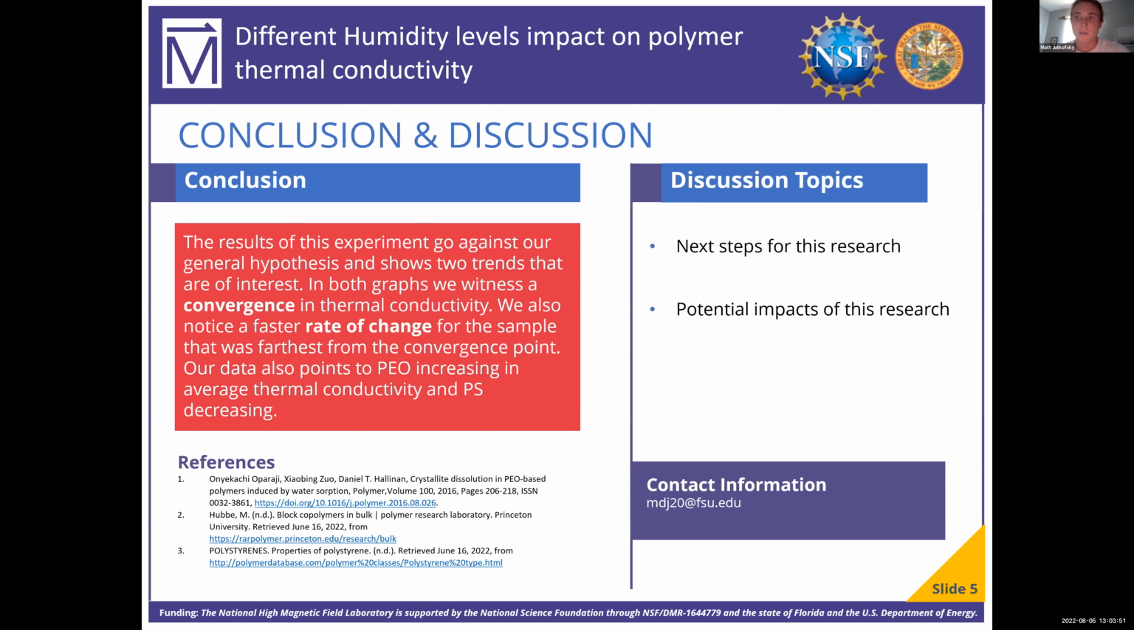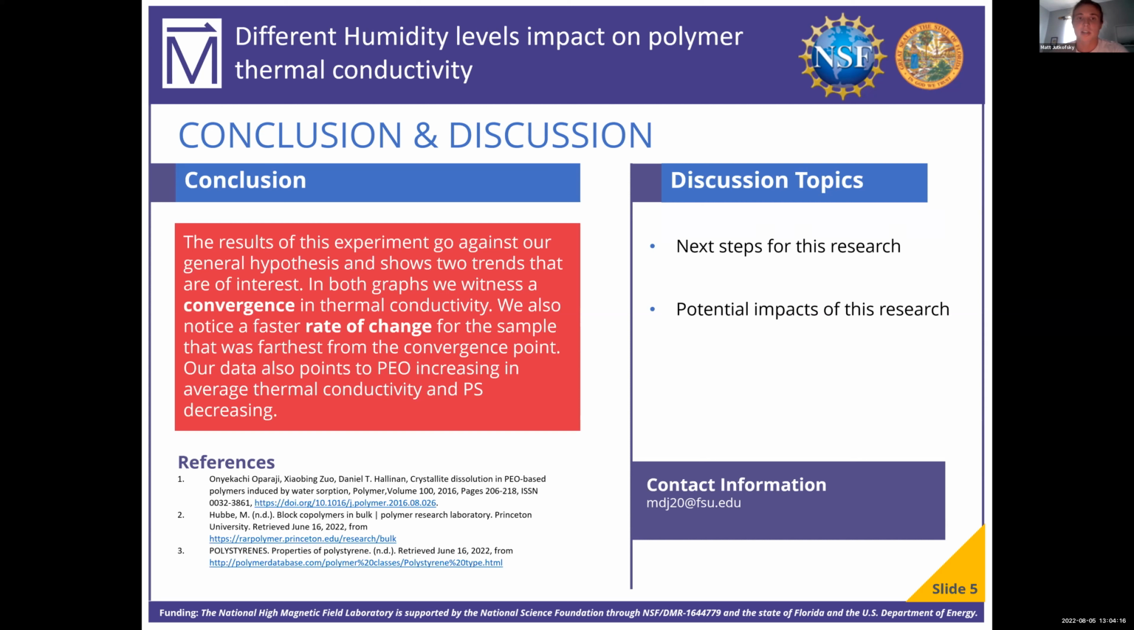We also noticed 2 very distinct trends in our data. One showed a convergence in thermal conductivity. So as the humidity increased, we saw less variability in our thermal conductivities. And we also noticed that the samples that were the furthest away from the convergence point also showed the fastest rate of change.